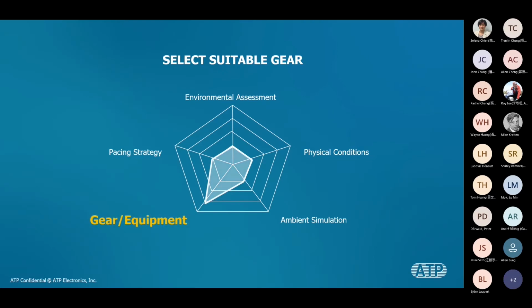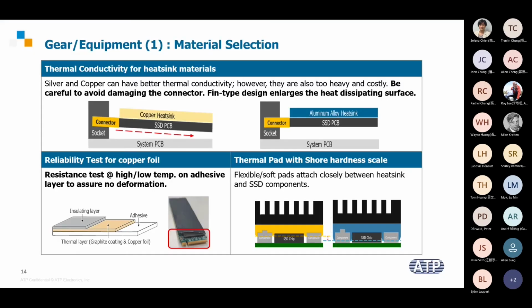Now we have to find the suitable gear. Start from the material selection. There are too many factors to be evaluated. We list only a few examples. First of all, thermal conductivity.